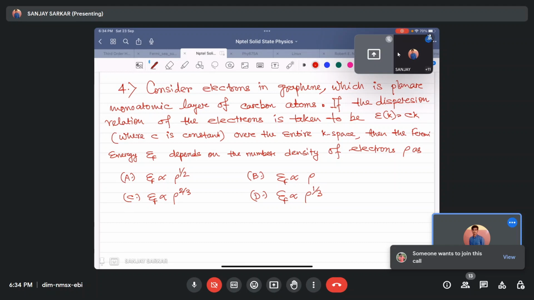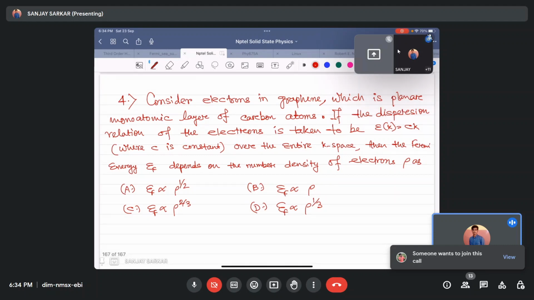So at least did you try to calculate? So we are considering electrons in graphene. Graphene is a planar system, that is a 2D system, which is a planar monoatomic layer of carbon atoms. If the dispersion relation of the electrons is taken to be epsilon k equal to ck, where c is constant over the entire k space, then the Fermi energy epsilon f depends on the number density of electrons rho s.